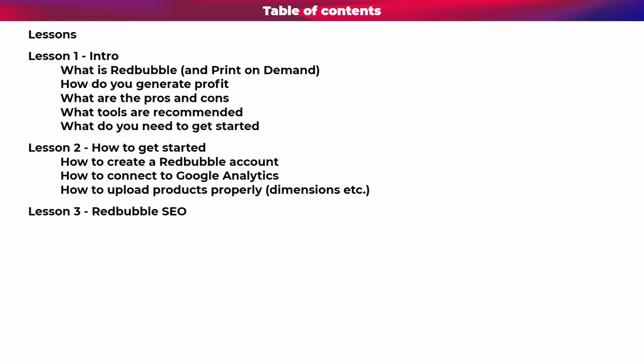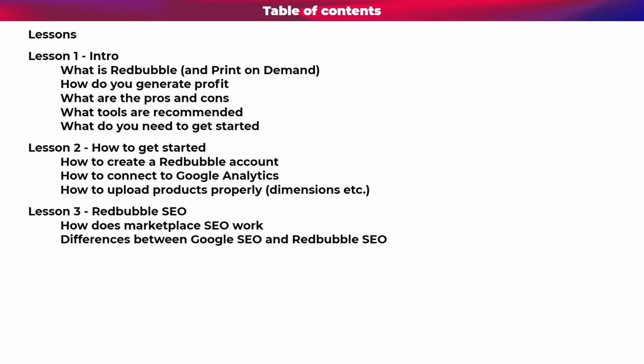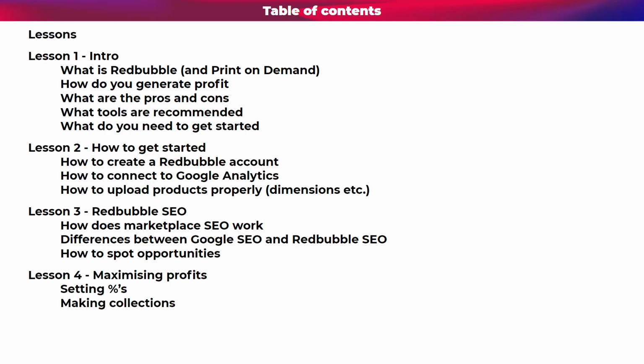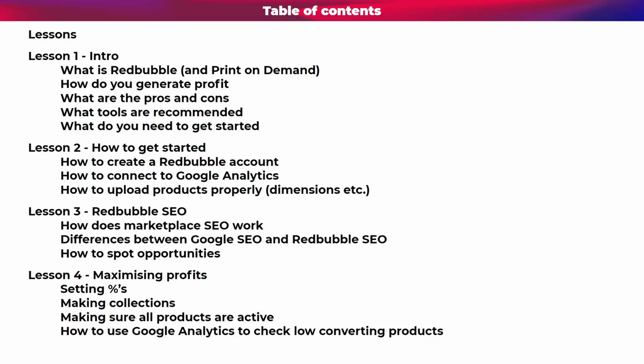Lesson number 3 will concern Redbubble SEO. How does marketplace SEO work in general? Differences between Google SEO and Redbubble SEO. How to spot opportunities, keyword opportunities. Lesson number 4 will be maximizing profits. So when we're making sales, how to make more sales or make more money per sale. So setting percentages or markup, making collections, making sure all products are active. How to use Google Analytics to check low converting products, trending versus evergreen niches.